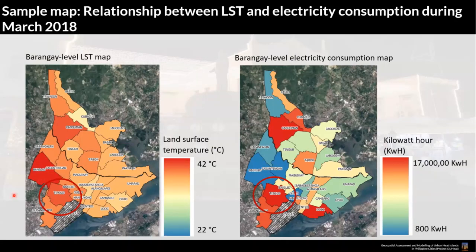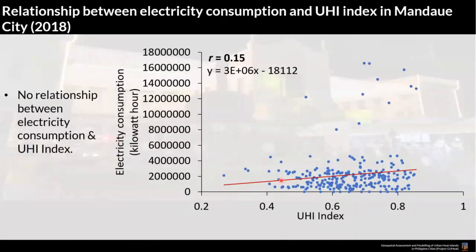Again, Barangay Tipolo has high LST and also high electricity consumption. For further analysis, the LST data was processed to produce the UHI index values for each barangay. But still, there is no relationship between electricity consumption and UHI index based on the correlation coefficient of 0.15, which is really low.